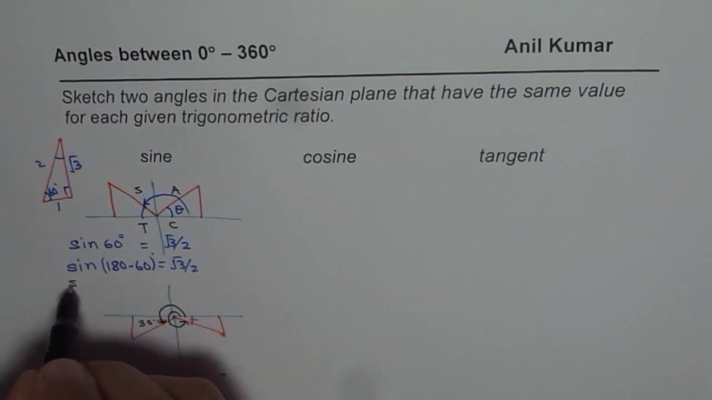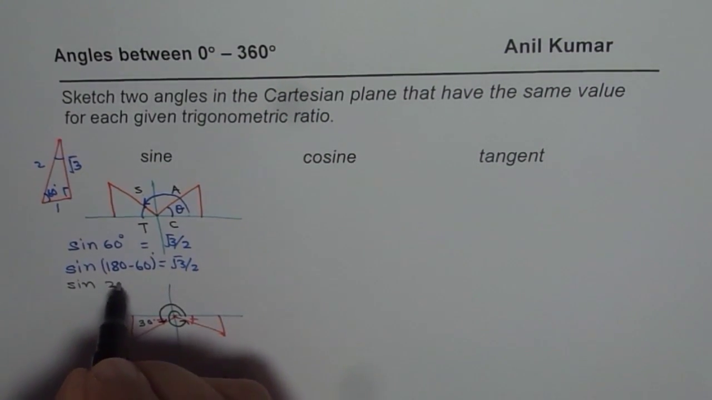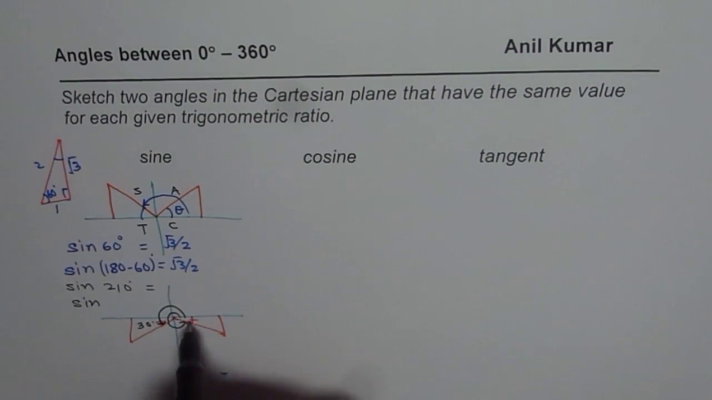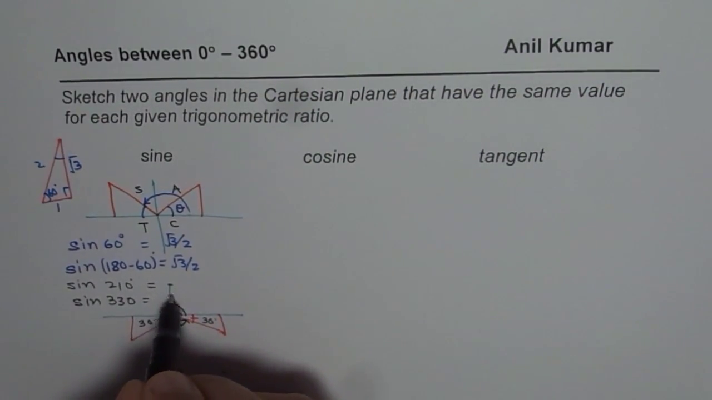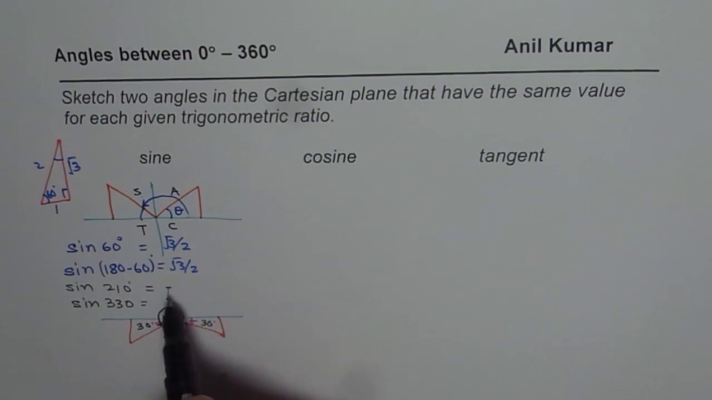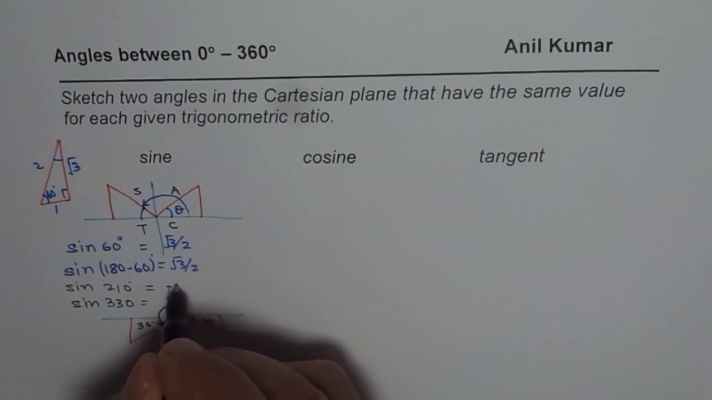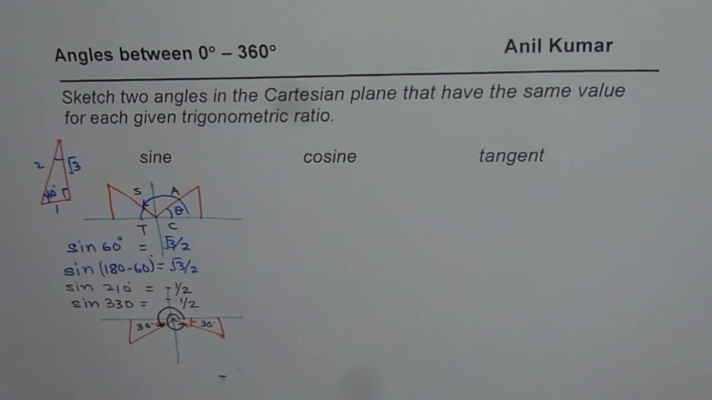So you can check the values for sine of 180 plus 30, which is 210 degrees. And also sine of 360 minus 30 degrees, that is 330 degrees. You will get exactly same values. Both will be negative, and for 30 degrees it will be half, so both will be half, correct? So you can use your calculator and find these answers. So that is how you can answer this question. I hope you have understood the concept.